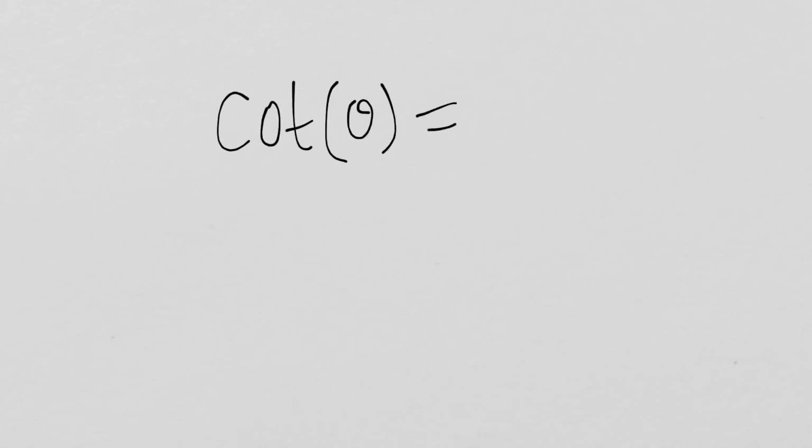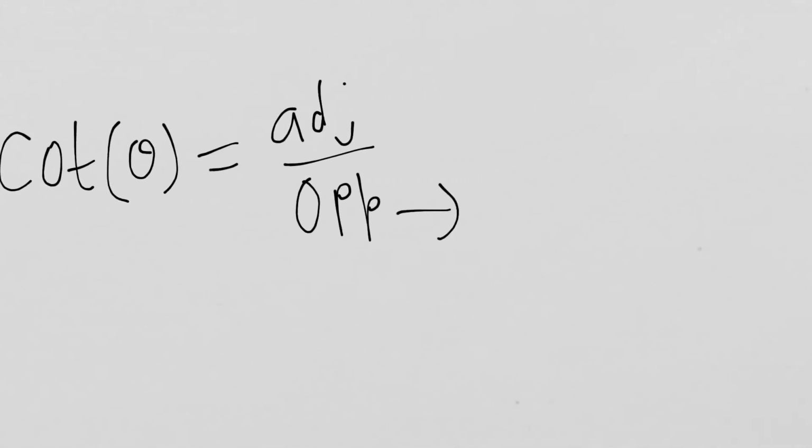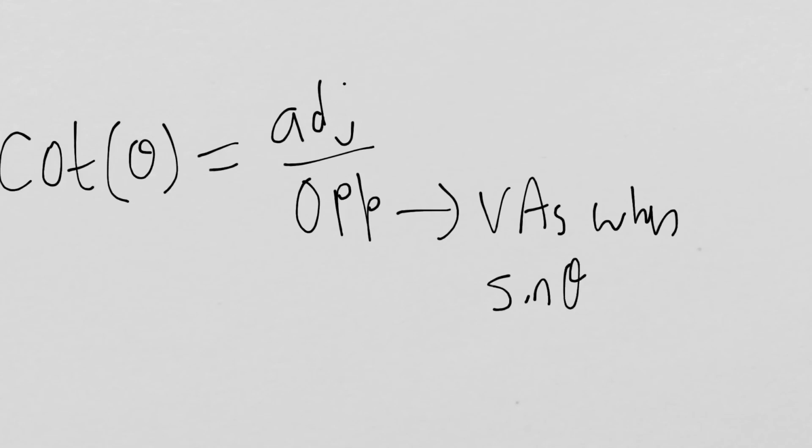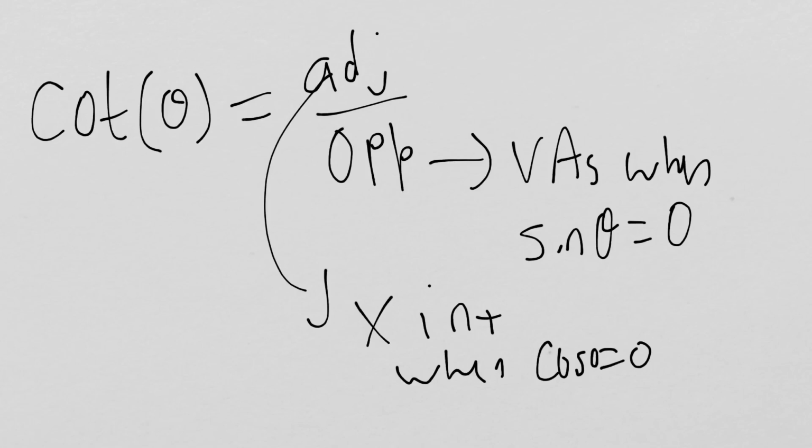All right, then really quickly, we're not going to do any graphs with cotangents, but cotangent is the reciprocal of tangent, which is the adjacent over opposite, right? So this is going to be a similar graph to tangent, but instead we're going to have vertical asymptotes when sine equals 0, right? So whenever sine is 0, we'll have a vertical asymptote, and at those vertical asymptotes, we're shooting off to positive or negative infinity, okay? And then we'll have x-intercepts of cotangent when cosine equals 0. Okay, that's all.